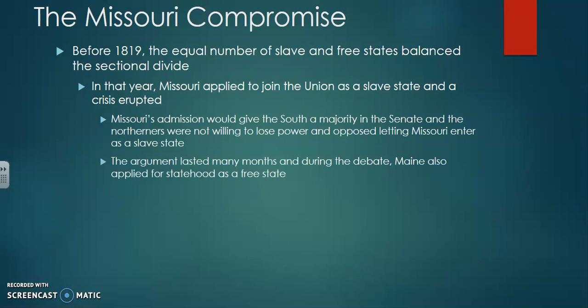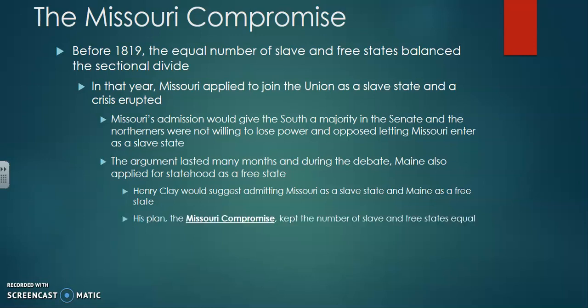The argument will last for many months, and during the debate, Maine will also apply for statehood as a free state. During this whole debate on whether or not to add Missouri, the fact that Maine will want to join is going to help the whole situation temporarily. Henry Clay is going to suggest admitting Missouri as a slave state and Maine as a free state. Keep in mind, Henry Clay, we've been talking about him quite a bit. The whole idea would keep a balance between both the slave and free states. His plan would become known as the Missouri Compromise, and it will keep the number of slave and free states equal in the Senate and, well, the House, but the House has different representation.